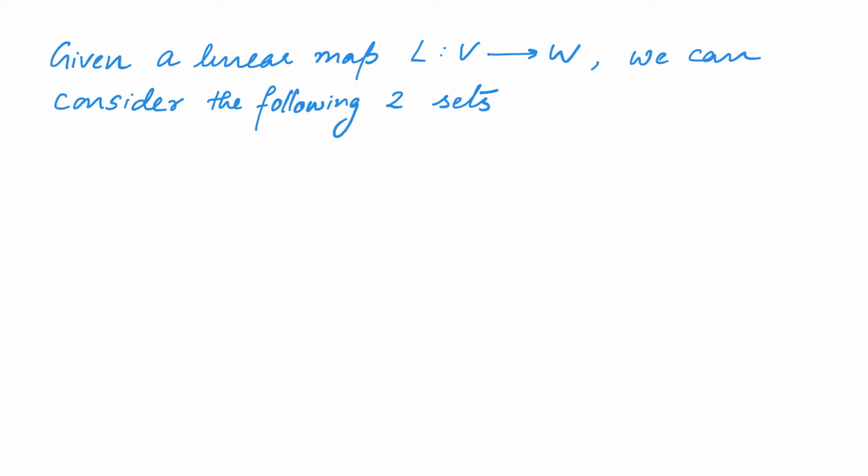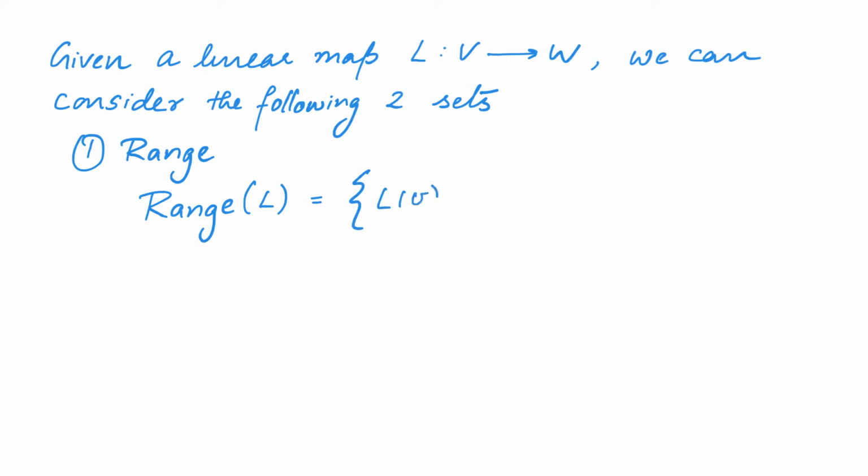Given a linear map L from V to W, it is natural to consider the following two sets. The first of these is called range, and recall that it's a concept we have encountered before. Range can be defined for any function, and it is defined as the set of all images. Therefore, range of L is the set of all L of v where v belongs to capital V. Notice that as L of v belongs to W, this is a subset of W.